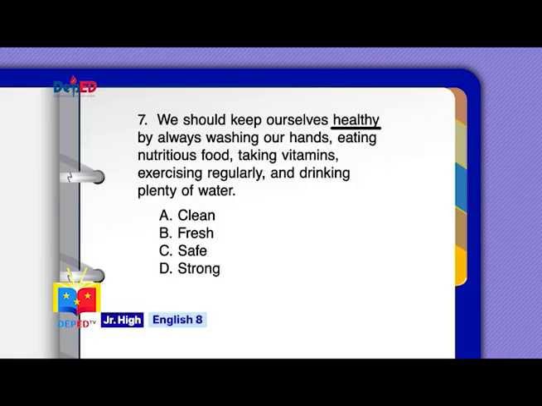Number 7. We should keep ourselves healthy by always washing our hands, eating nutritious food, taking vitamins, exercising regularly, and drinking plenty of water. Your underlined word is healthy. And here are your choices. Letter A, clean. Letter B, fresh. Letter C, safe. And letter D, strong.